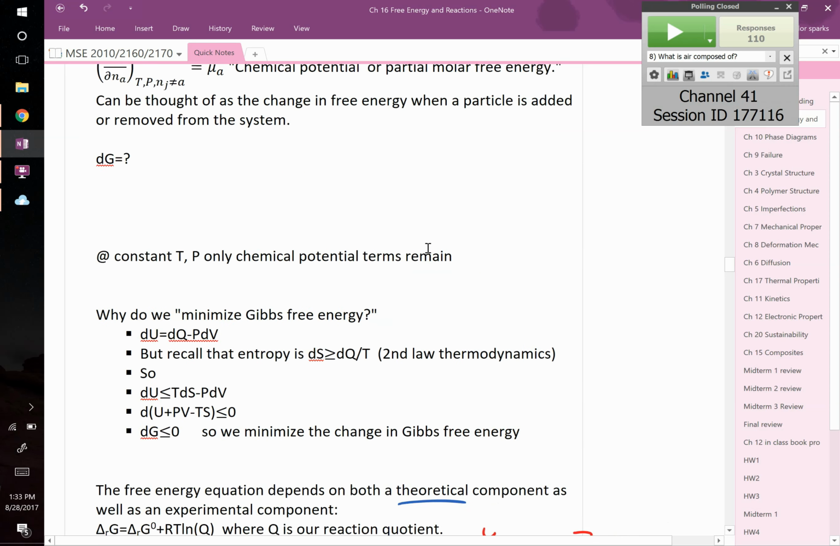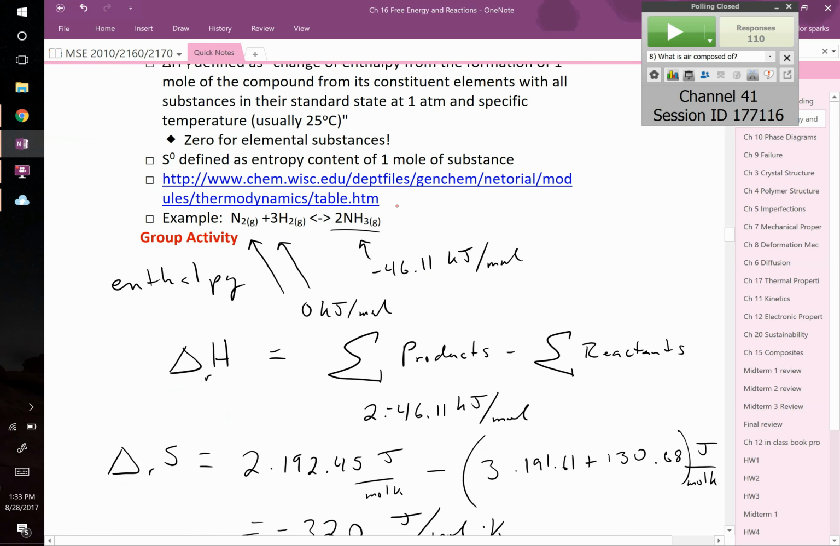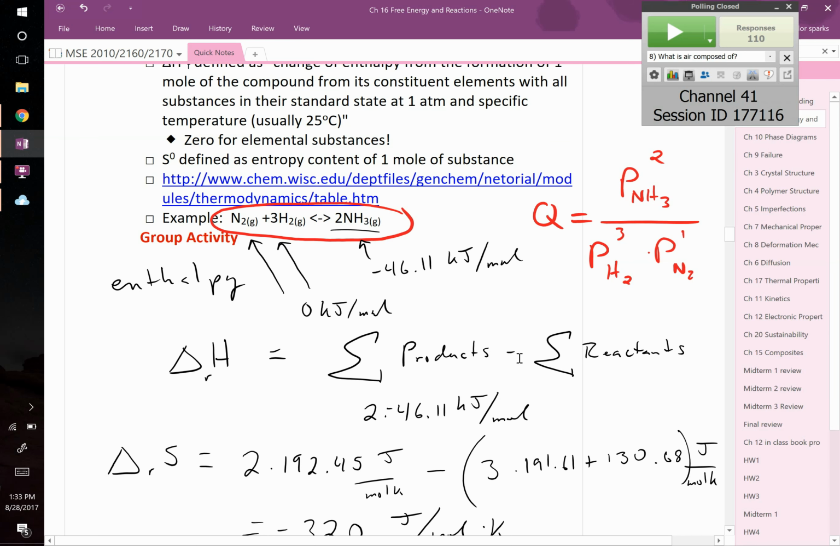So if we go back to our equation here, let's write it for this one really quick. What would be the reaction quotient for this one? These are all gases. So Q would be the partial pressure of ammonia, whatever that value is, squared, divided by the partial pressure of H2 gas cubed, multiplied by the partial pressure of N2 to the 1. Okay, any questions on this?